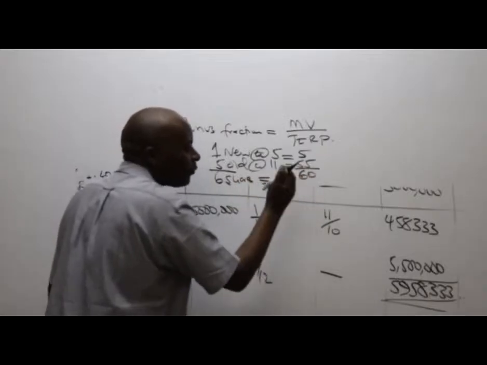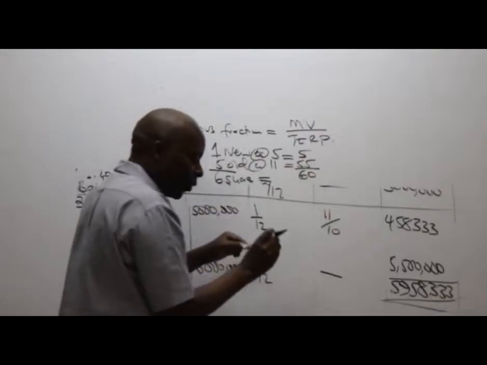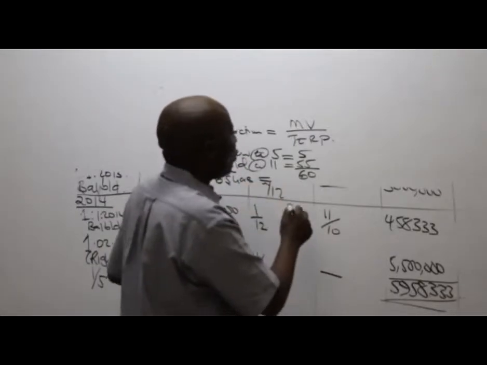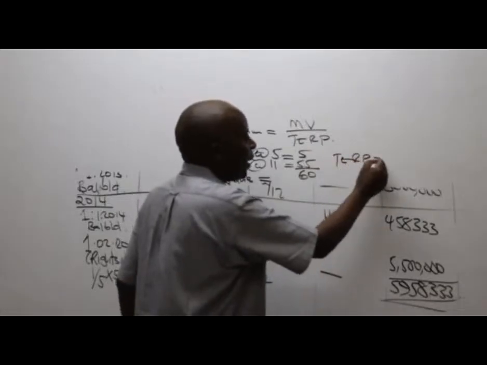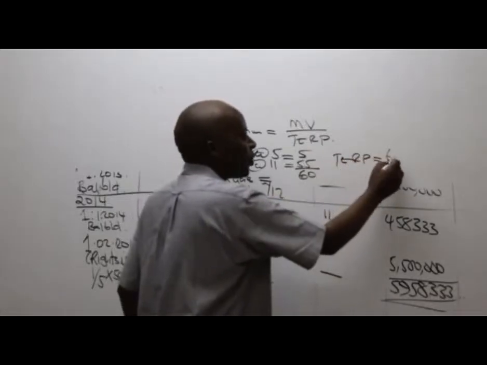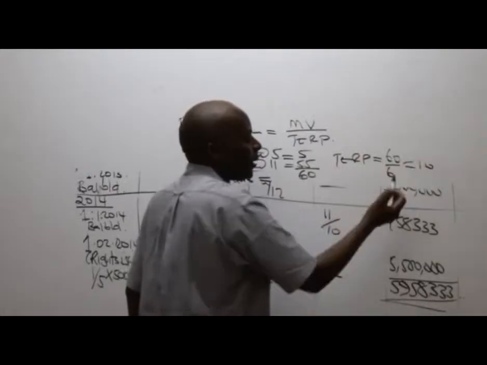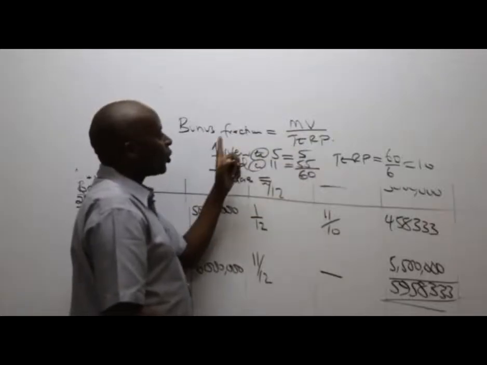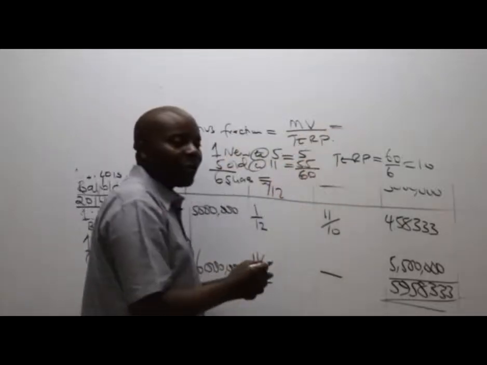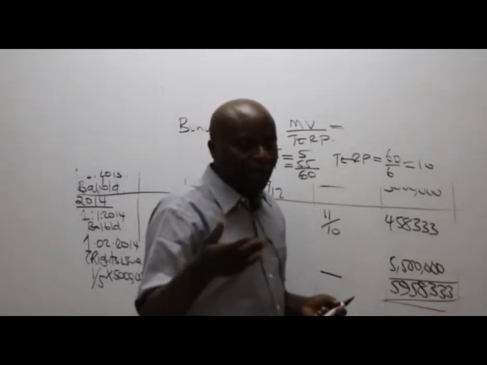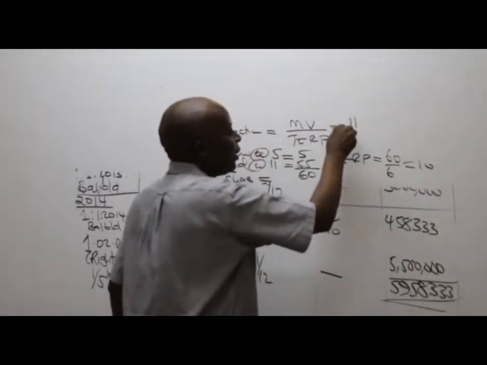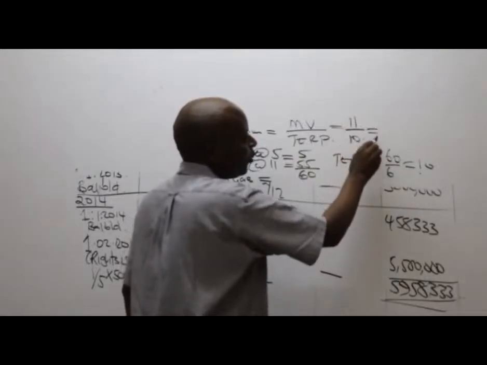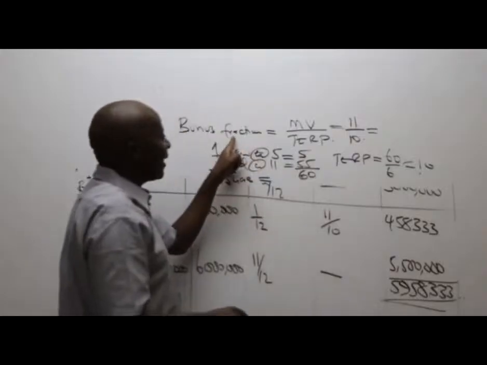How about then the price for 1? That price for 1, now that I brought in the rights, will be the theoretical ex-rights price, which is 60 divided by 6, which gives me 10. And then I'll fit this into the formula. The bonus fraction will be equal to the market value of the old shares, 11, over the theoretical ex-rights price, which is 10. Don't tell me it's 1.1. We are calling it a fraction.